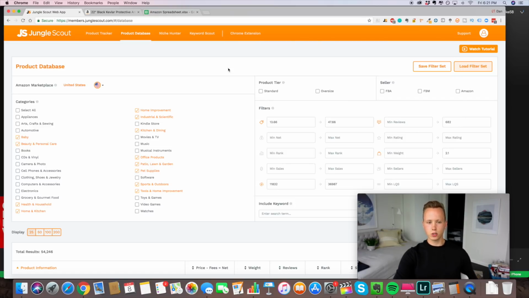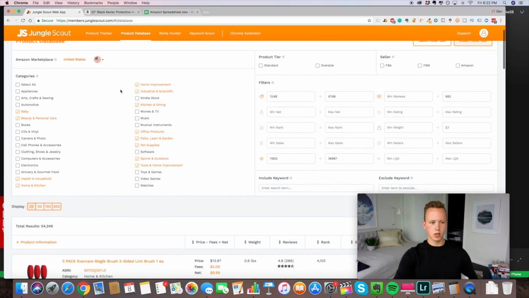So maybe you guys already have an idea, but I just wanted to show you guys exactly the filters that I use in the Jungle Scout web app. So right here, let's just go ahead and get started. So categories: baby, beauty, and personal care. And these are the categories, by the way, these are the numbers that I use to find the products that I'm going to be showing in this video.